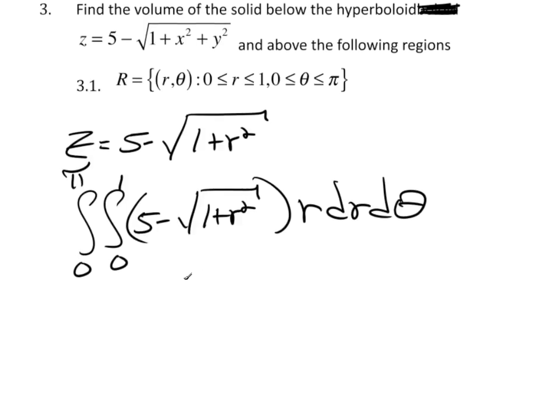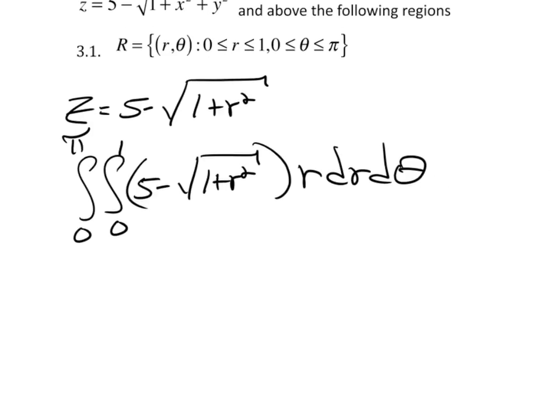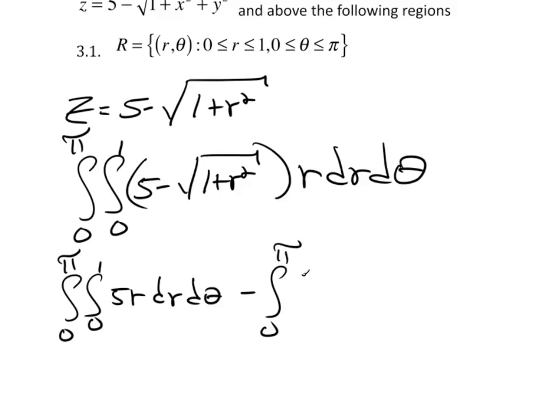And this is kind of nice now because I can set this up as a u substitution. And actually, I'm going to break this up a little bit more. It might be easier for you to see it. I'm going to break this up as two different integrals. The first one is from 0 to pi, 0 to 1 of 5r dr d theta minus integral 0 to pi, 0 to 1 of square root of 1 plus r squared times r dr d theta.